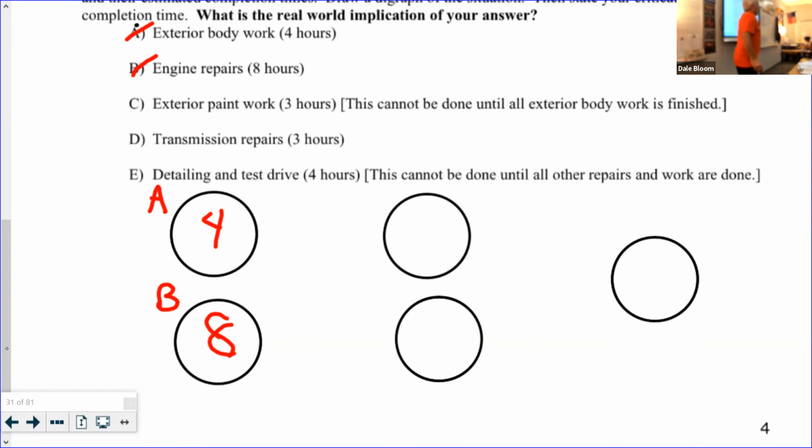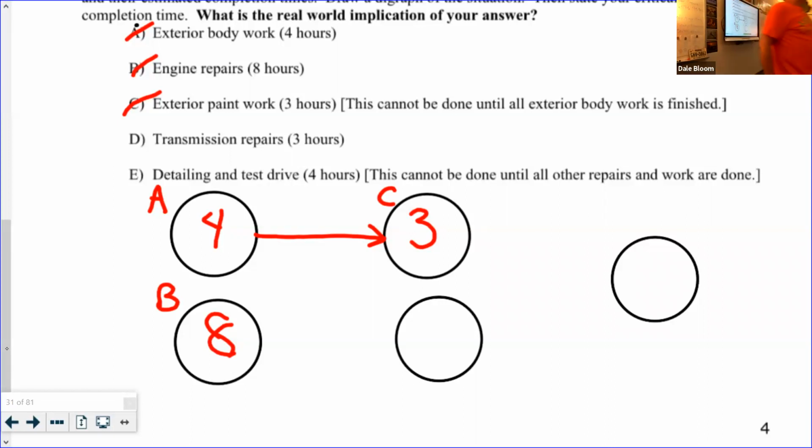What about exterior paint? Do I need to wait for the engine work and repair to be done before I can do my paint? No. Well, where does that go? Yeah, you got to do that after the body work. That's what those arrows do. This arrow shows that task C is dependent on completing task A. And then you put in your completion time in the circle, in the vertex. Okay, so we got task C in there.